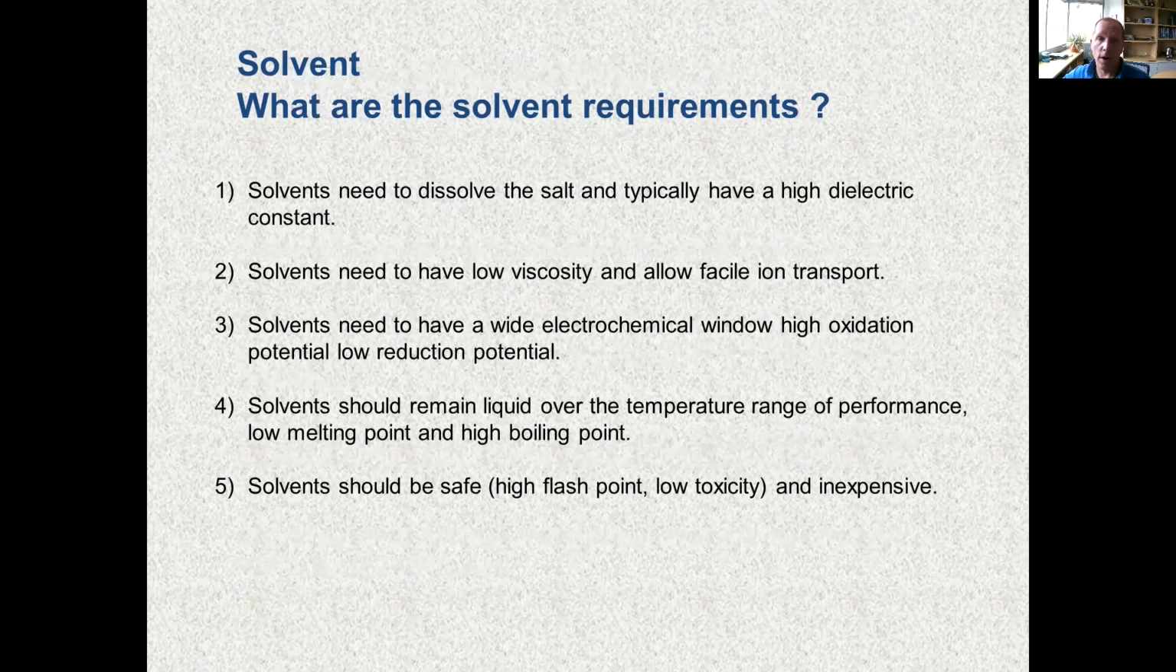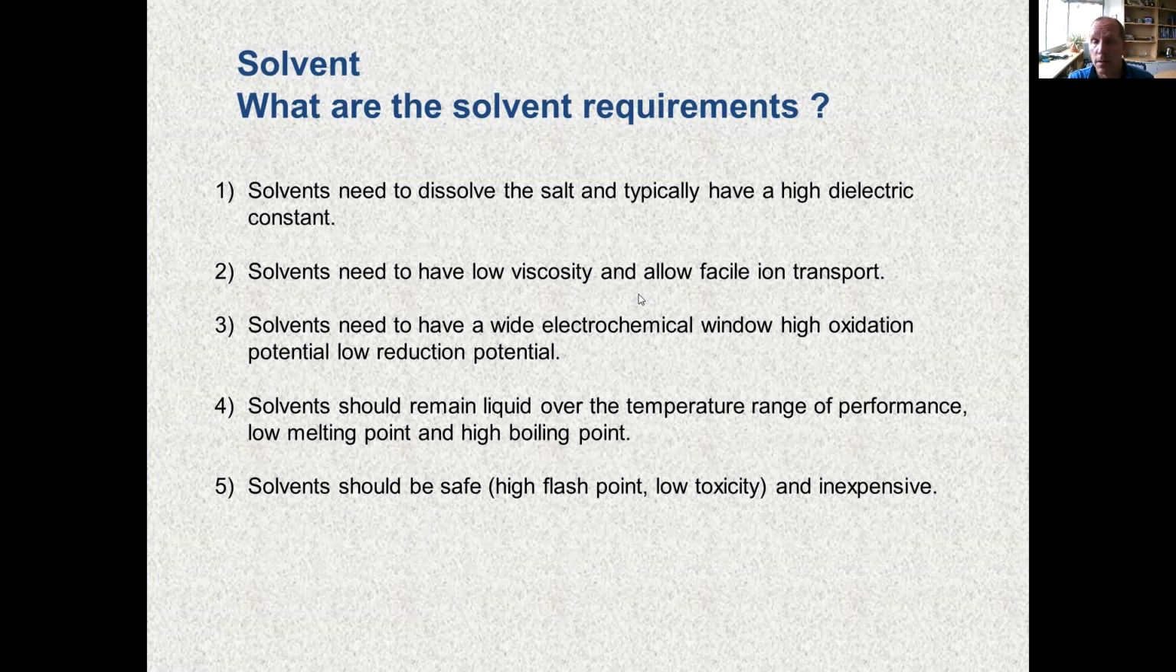So solvent. What are the solvent requirements? So first, the solvent needs to be able to dissolve the salt, and it usually needs to have a high dielectric constant, or at least one of the solvents that's blended into the electrolyte needs to have a high dielectric constant. This is because a high dielectric constant is basically going to help to ionize the salt. So what you need to do is not only dissolve the lithium salt, however, you typically need to separate the lithium cation from the anion of the salt so that the cation can have greater mobility and freely move through the electrolyte solution. Solvents also need to have a low viscosity.